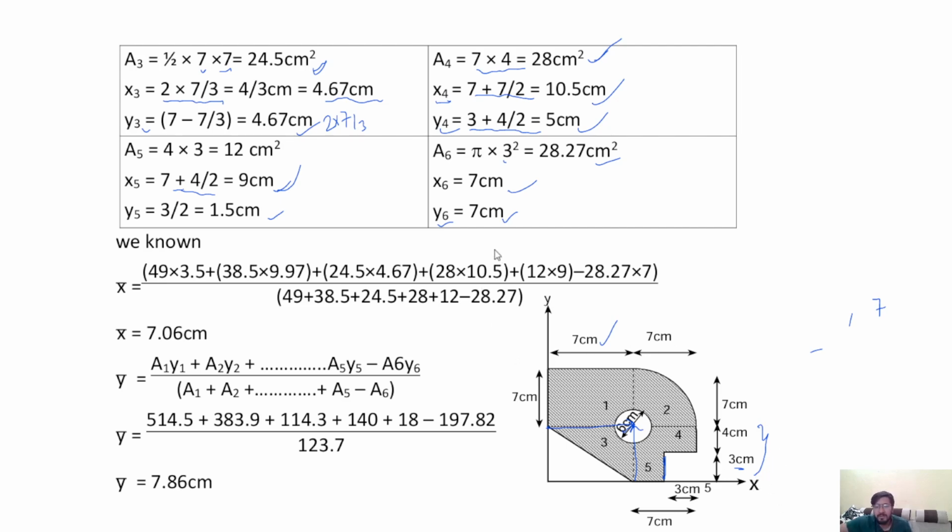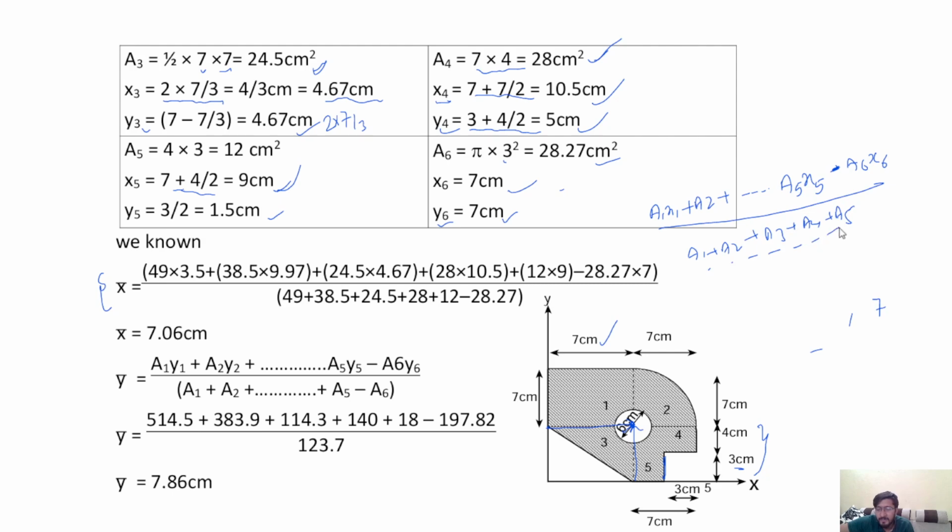So after calculating all these parameters a1, a2, a3, a4, a5, a6, we can calculate x bar. We have the formula for x bar is equal to a1 x1 plus a2 x2 plus dot dot dot a5 x5 minus a6 x6, because this number 6 figure is deducted from this shaded area. That's why minus a6 into x6, divided by a1 plus a2 plus a3 plus a4 plus a5.